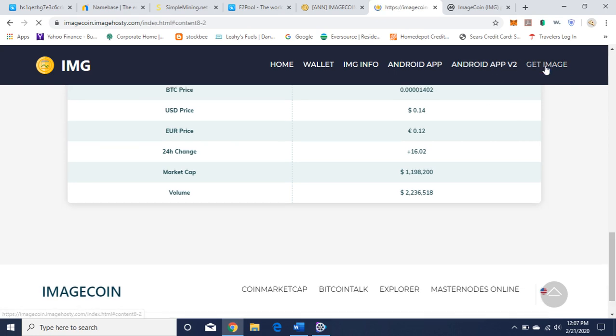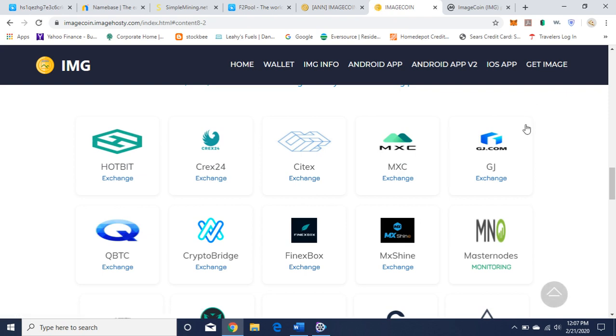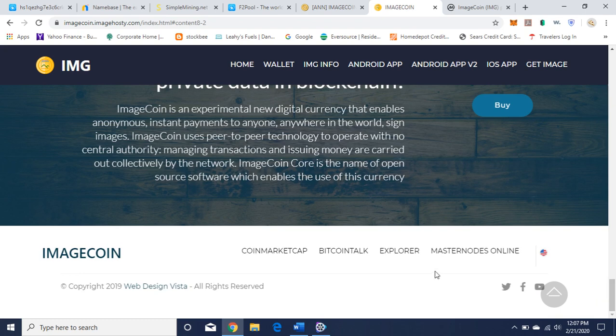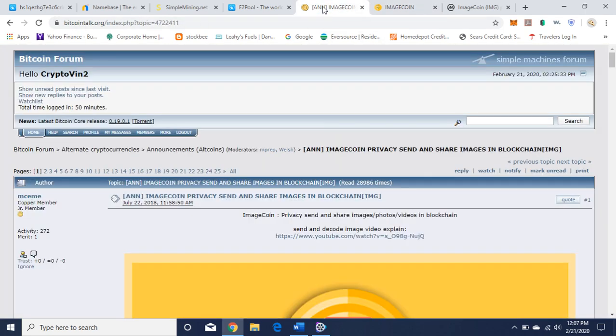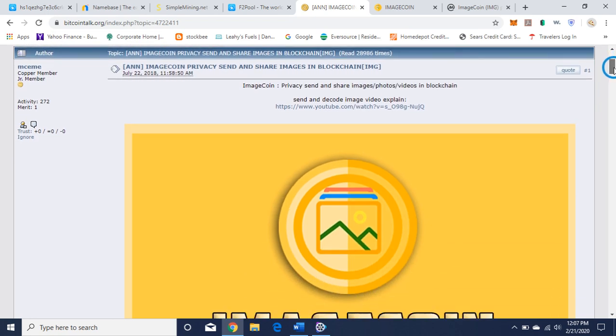And here is a link for get image. If you want to get it, again, it brings you back to these links where you can buy it. So let's go to their Bitcointalk, which I have up here. Sometimes you can find out some more information.